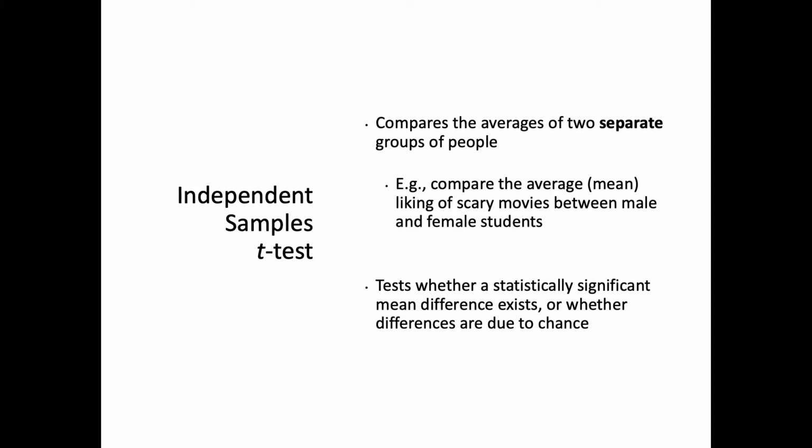So, the independent sample t-test compares the averages of two separate groups of people. One example we have here is comparing the average liking of scary movies between male versus female students. If we find a statistically significant result, which means our p-value is below 0.05 or below 0.01, there is a gender difference between males versus females on their love for scary movies.